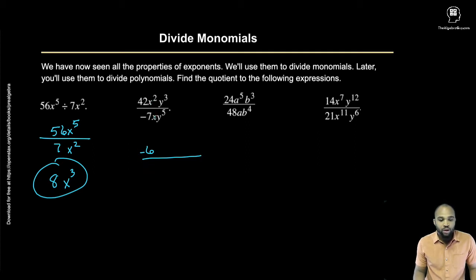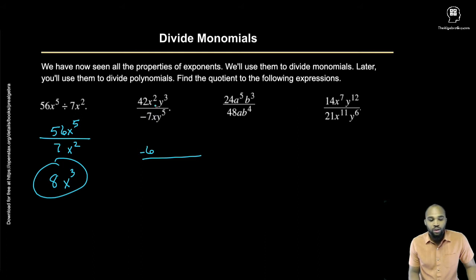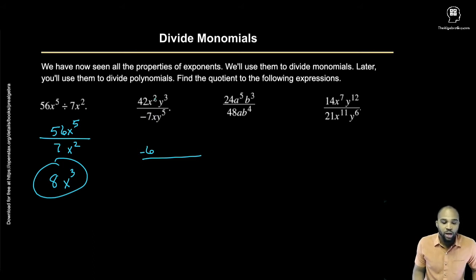x squared over x, well, I'm going to subtract my exponent, so this becomes x squared minus, let me write this out, x squared minus 1. So x squared minus 1 is just x. So I did the 42, took care of my x's, and I have a bigger number on top here. So I know it's going to be 1 over something.